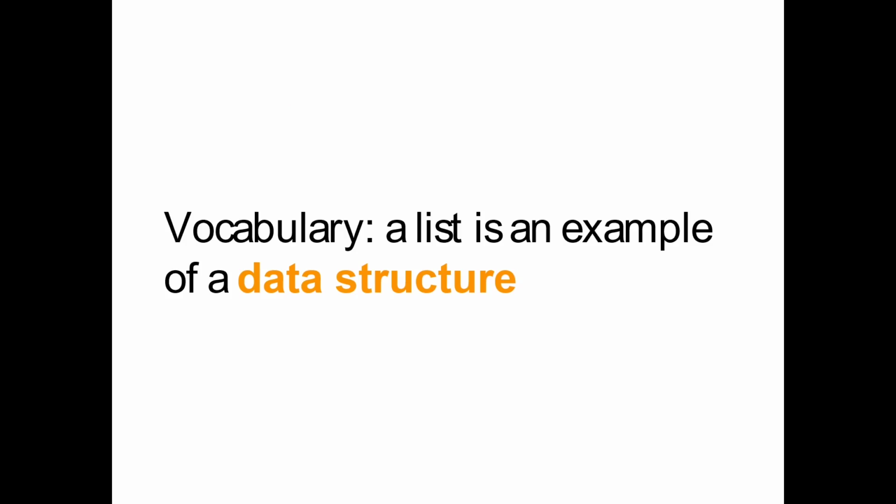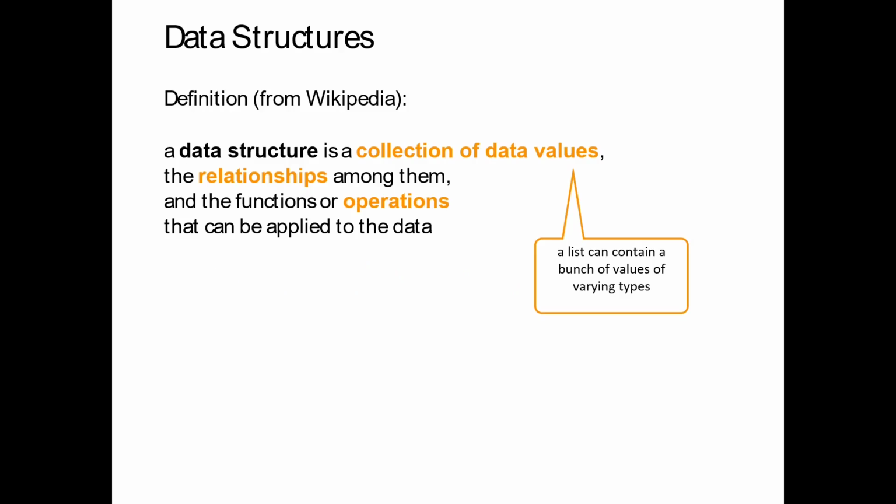All right, so data structures now. Both lists and dictionaries are examples of data structures. So formally, a data structure is just going to be a collection of data values and the relationships and the functions or operations that can be applied to the data. I know I'm not supposed to read the slides, but this is a good definition. So let's break this down a little bit.